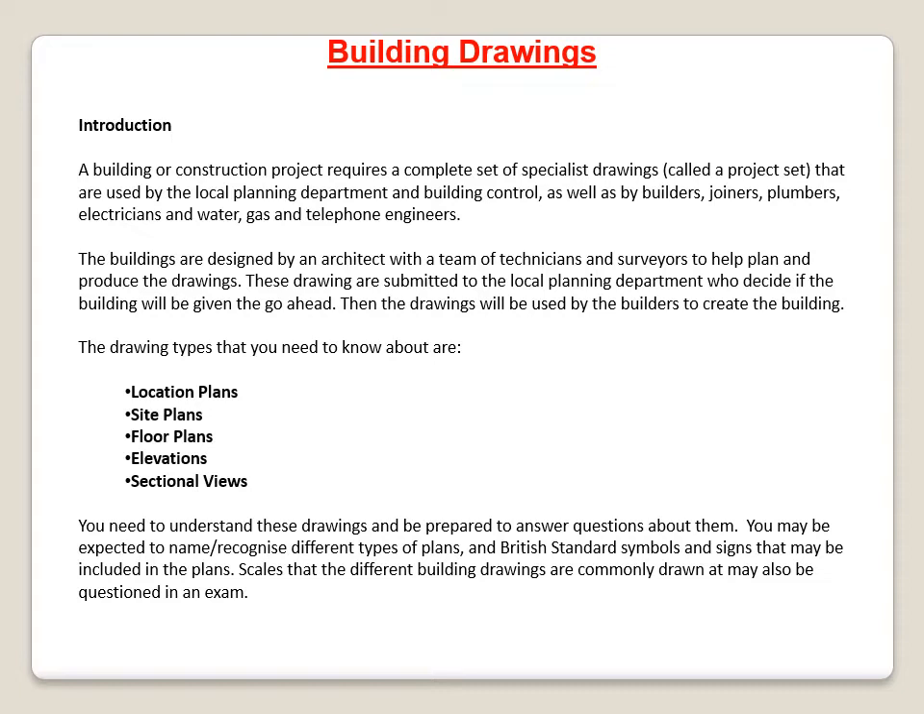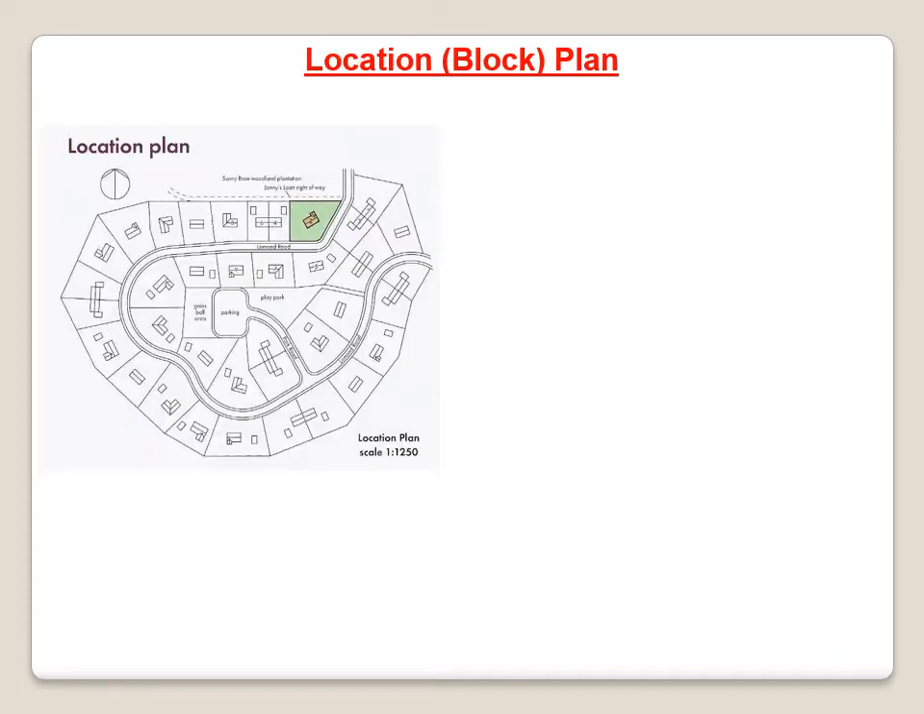The type of drawings that you need to know about are location plans, site plans, floor plans, elevations and sectional elevations. You need to understand these drawings and be prepared to answer questions about them. You may be expected to name or recognise different types of plans, British standard symbols and signs that may be included in the plans. Scales that the different buildings are commonly drawn at may also be questioned in the exam. Let's look at each one in turn.